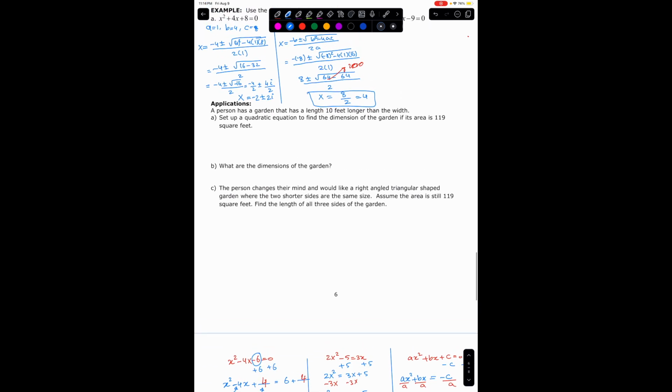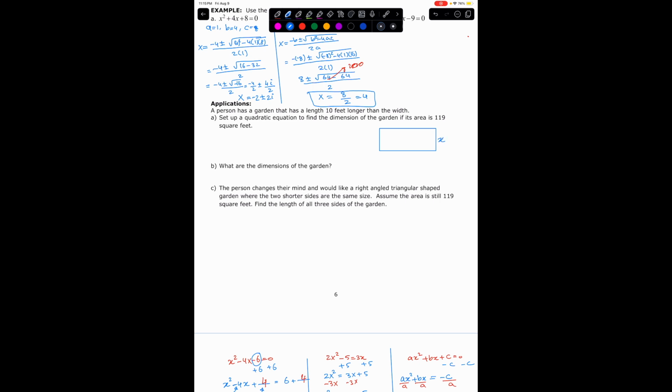Finally, we're going to discuss some applications. A person has a garden that has a length of 10 feet longer than the width. Set up a quadratic equation to find the dimensions of the garden if its area is 119 square feet. So we have a garden, a rectangular one, and the length is 10 feet longer than the width. So we don't know what the width is. We're going to assume it's an x.